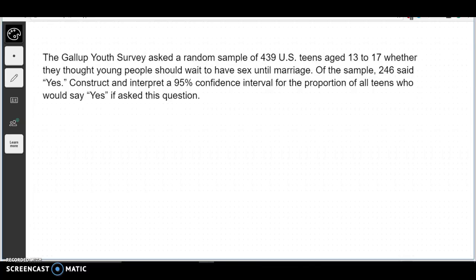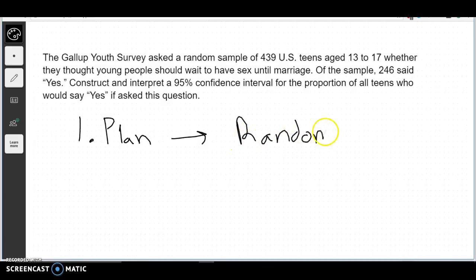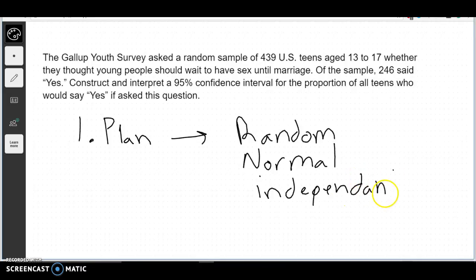Here's a normal problem where they want us to make a confidence interval. And we're going to do a couple things. First thing that we're going to do is plan. And in the planning stage, we just need to see if the major requirements are met. Is it random? Is it normal? And is it independent? If it's not those three things, we're just going to stop. Can't make a confidence interval.